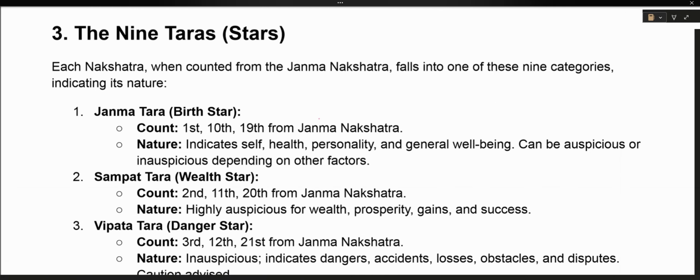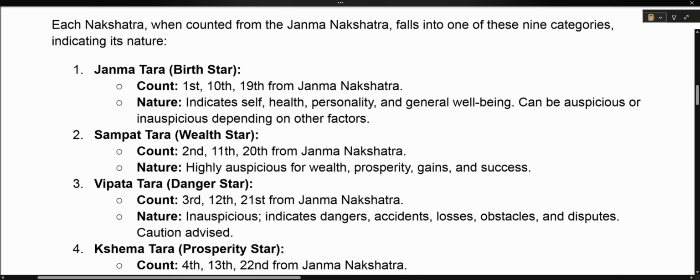The 9 Tara here means the 9 different stars. What is the significance, or the categorization, or the speciality of these stars? Janma Star, or Janma Tara or Janma Nakshatra, we have already understood is the birth star. Birth star means the moon star at the time of birth. Now if we consider the birth star to be the first, then the 10th star from that in the sequence will also be called the Janma Tara, or birth star. The 19th will also be called the Janma Nakshatra.